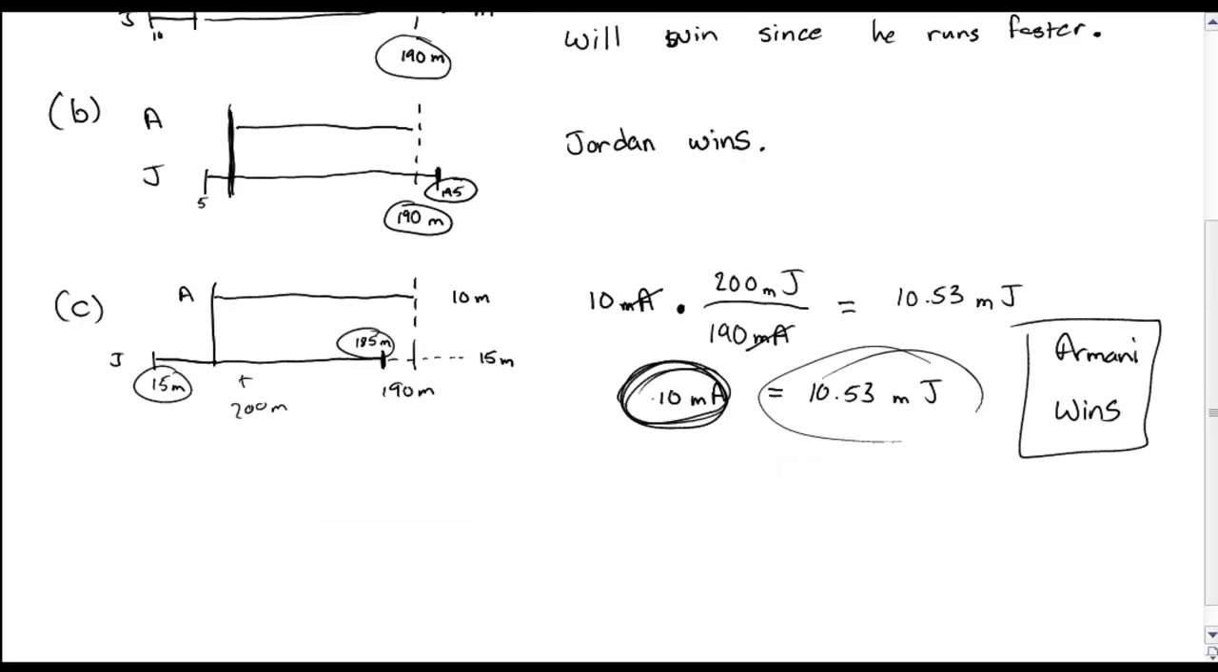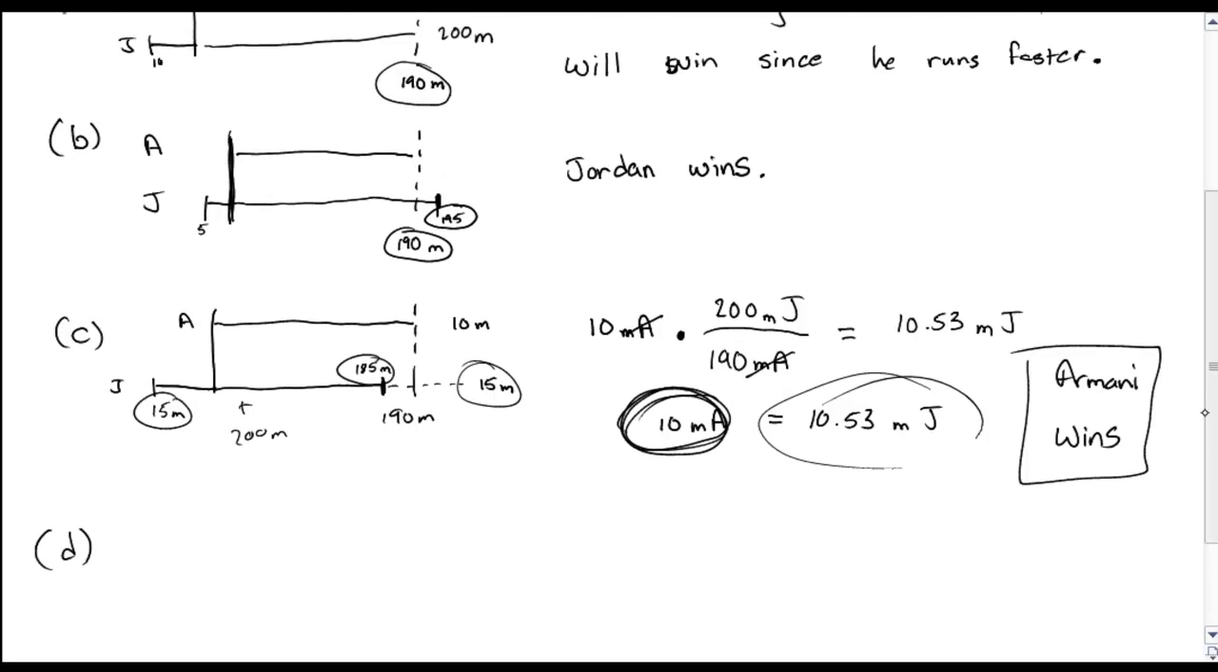In the time that it took Armani to run 10 meters, Jordan only ran 10.53 meters. But he needed to run 15. So he didn't get to 15 to get to the finish line. He actually fell short. So that's why Armani won. So we were converting this 10 meters of Armani to how many meters Jordan would have run. But he needed to run 15 to catch up.